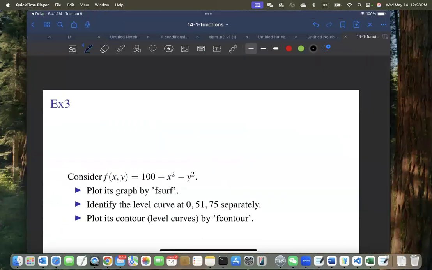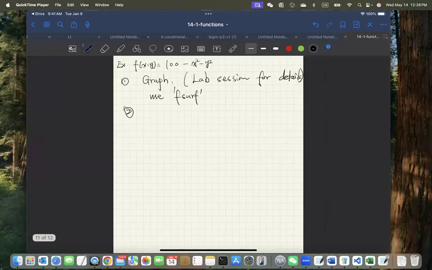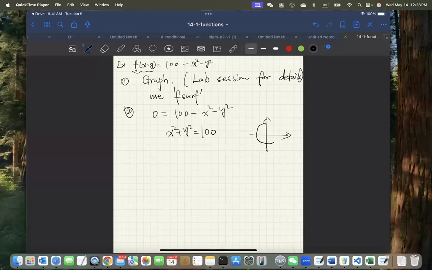The second one is level curve. Identify the level curve at 0, 51, 75. What it means is, what is the hiking trail with zero level? So 0 equals 100 minus x squared minus y squared. In other words, if you're looking at zero level, then just replace the output with 0. Then this is x squared plus y squared equals 100. It's a circle with radius 10, because this is 10 squared.